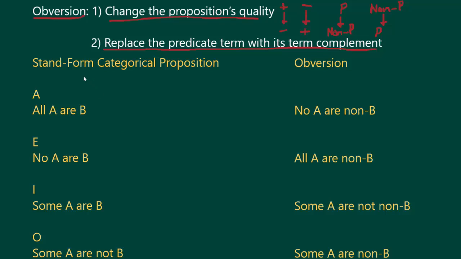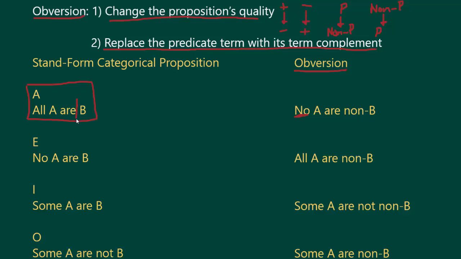So again, in our left column here, we have our A, E, I, and O statements in standard form. And then the right column tells us the result of performing obversion on these standard form categorical propositions. So if we start with our A proposition, first we note that it's an affirmative proposition. So we need to make sure that the proposition we end up with is negative. Of course, we're not told to change the quantity, so it needs to remain universal. And that's going to give us no, because that's the negative universal.